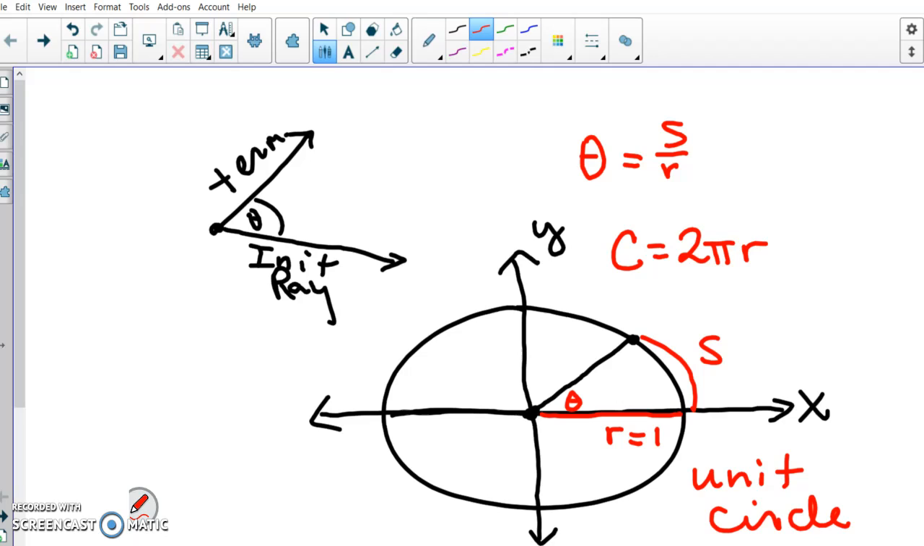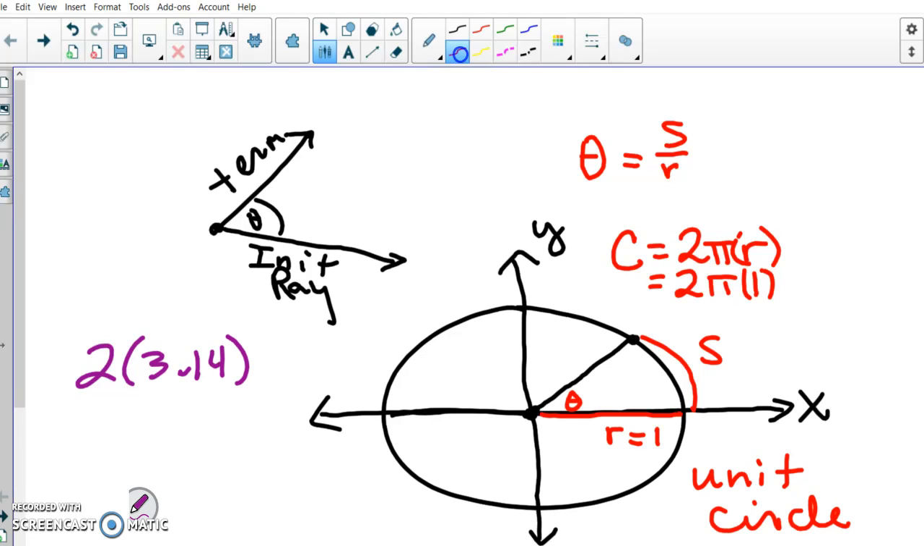Well, that's easy. We know that the radius of our unit circle is equal to 1, and 2 times pi times 1 is that entire distance around. We know there are 2 pi radiuses around this circle. Therefore, there are 2 times 3.14 radians, or for our simple calculating, 6.28 radians in a single circle.